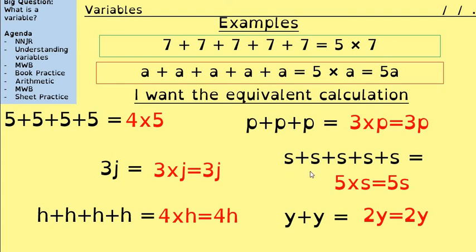Over here we have s plus s plus s plus s plus s, which is equal to 5 multiplied by s, and s multiplied by 5. And that is equal to 5s. And then h plus h plus h plus h is equal to 4 multiplied by h. Also, h multiplied by 4 is fine, but when we write it in the simplified and shortest version, it's 4h. And the last one, y plus y, we should have 2 multiplied by y here, which is equal to 2y.